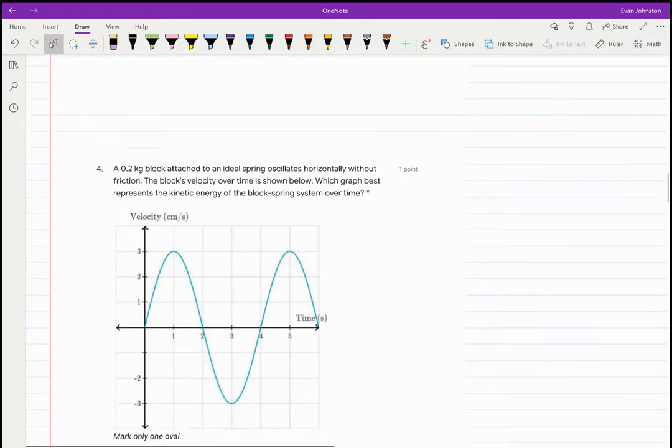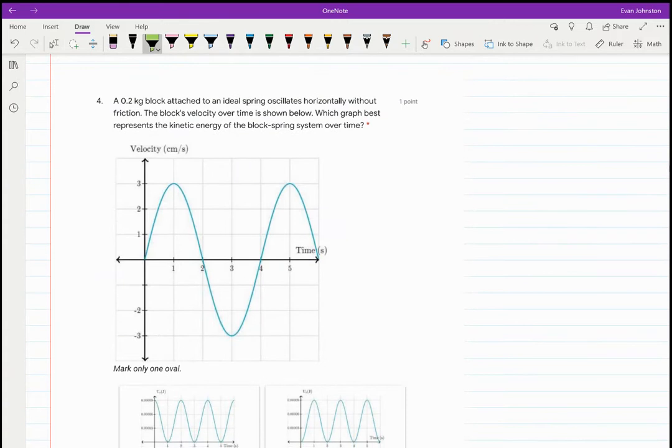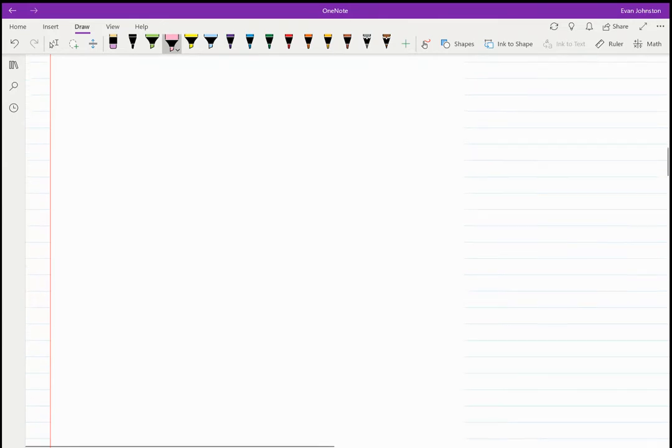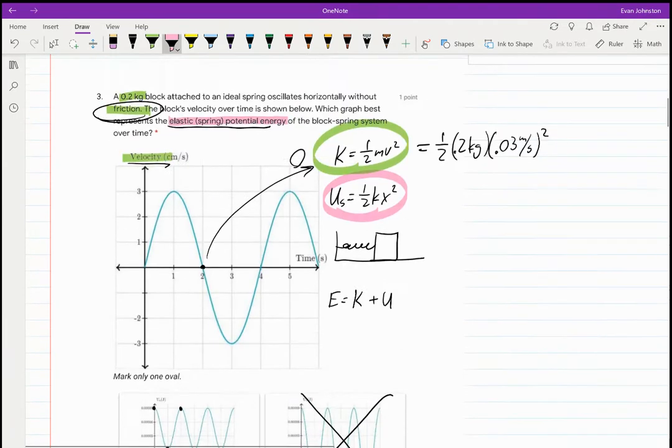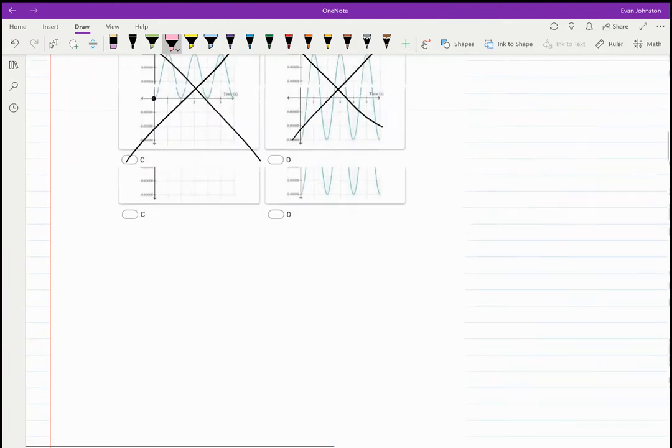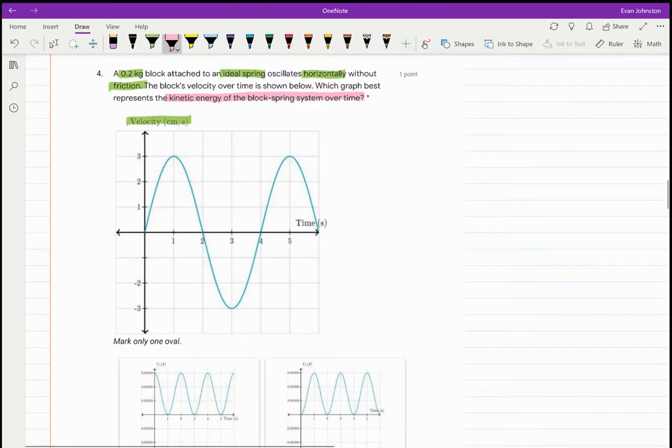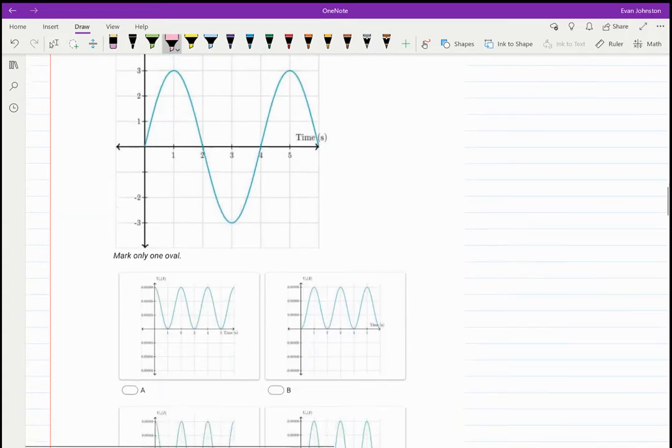So let's look at our next one here. So we have some mass block. It's on a spring. It goes horizontally still. There's no friction. That's nice. We're given a velocity graph again, and we're saying which graph represents the kinetic energy of it over time. So our last question was asking about our potential energy over time. This one's asking about the kinetic energy over time. And we're actually given the same exact initial graph as in the previous question, our first question.